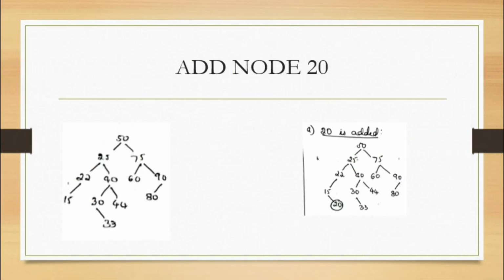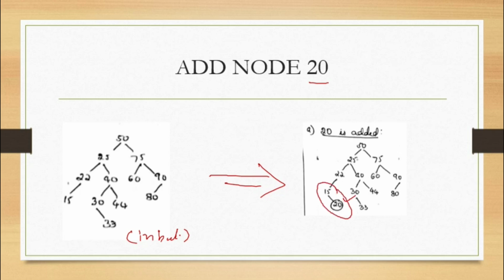Okay, so the first one is add node 20. This is our input, students. When 20 is added, what will happen? We know that it is a binary search tree, so we go directly to 15, because 20 is slightly bigger than 15. So 20 comes to the right of 15. Now this is the updated tree, students.